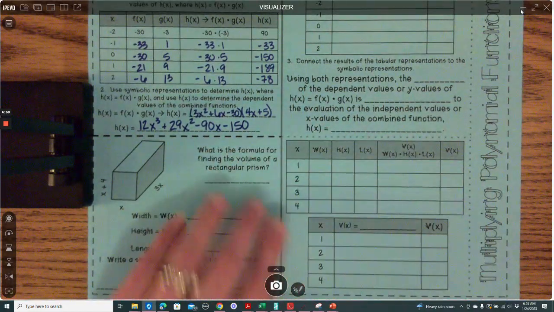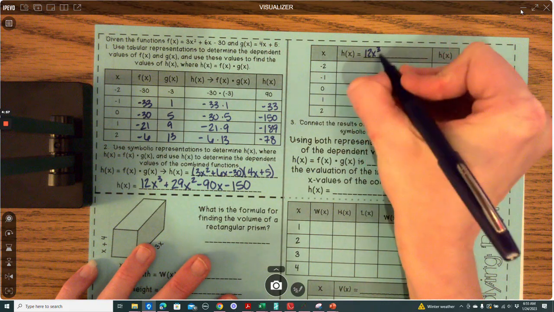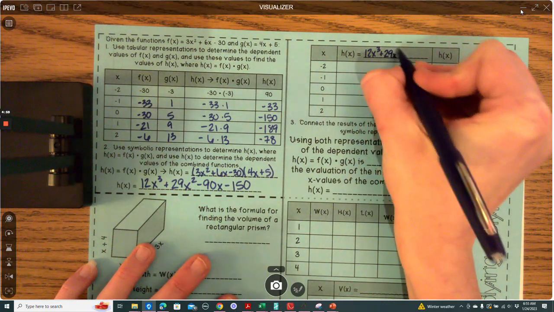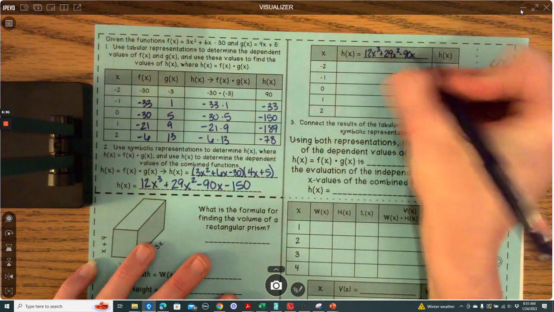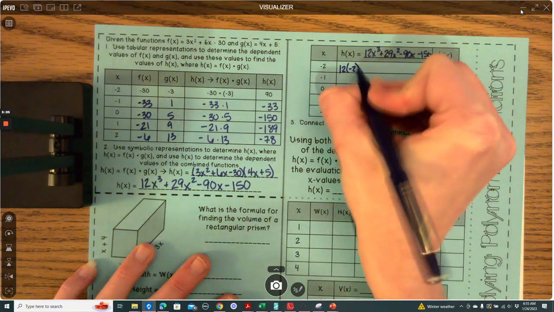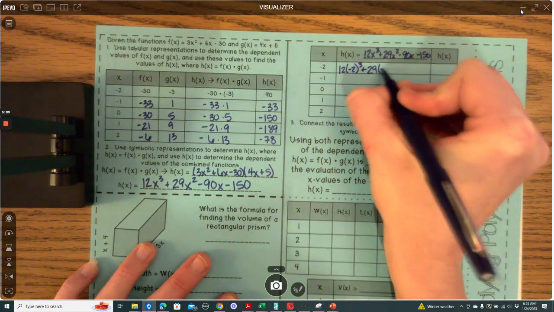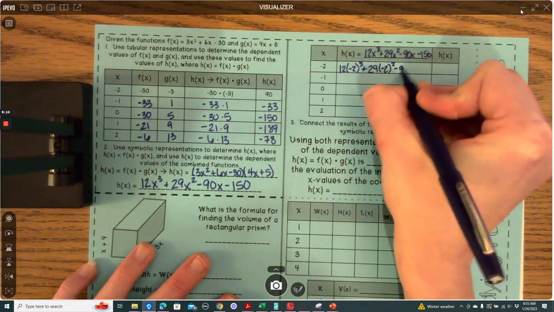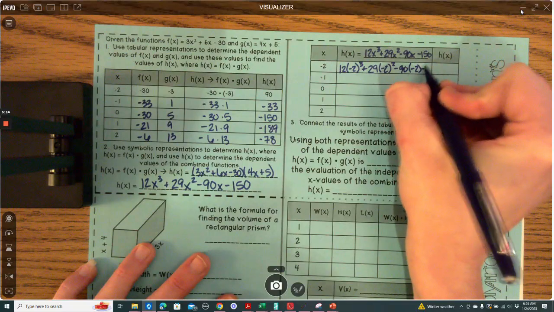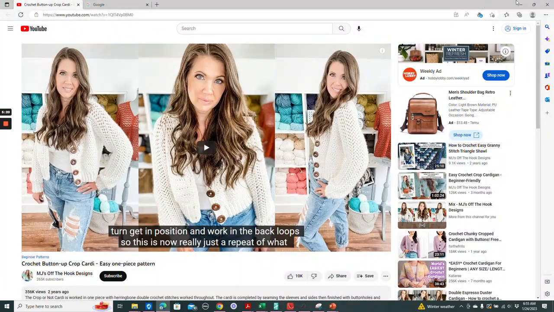Okay. And so what we can do, we can take that function, 12x cubed plus 29x squared minus 90x minus 150. I could take that, and everywhere that I see an x, I could plug in the x value that I need. What I'm going to do is I'm just going to plug that function just like we did. Ooh, sorry. Try that again.